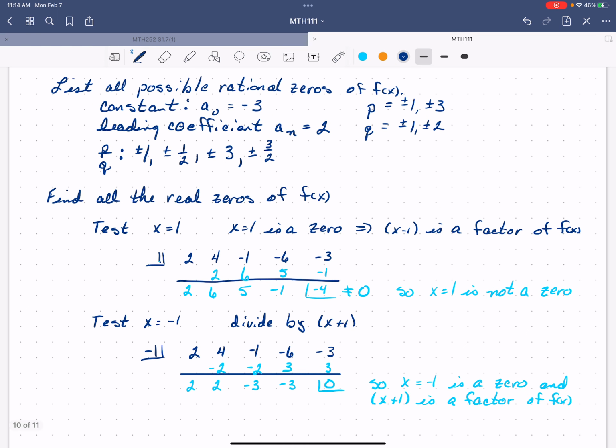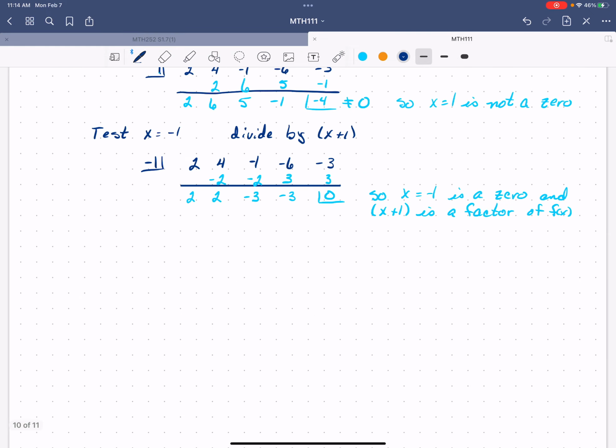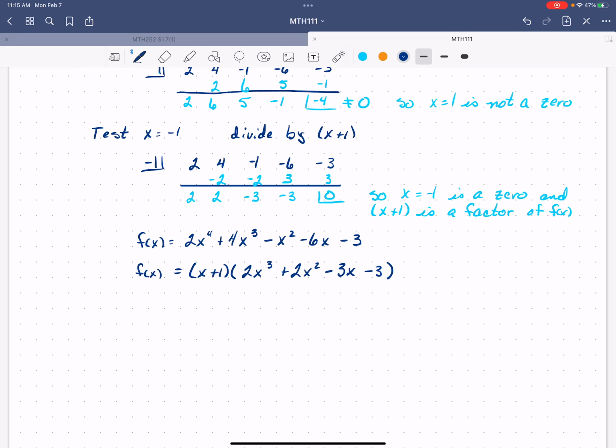So what does this mean? Well, this means that my polynomial, my f of x, which is 2x to the fourth plus 4x to the third minus x squared minus 6x minus 3, can also be rewritten as x plus 1 times 2x to the third plus 2x squared minus 3x minus 3. This is another way of saying f of x.